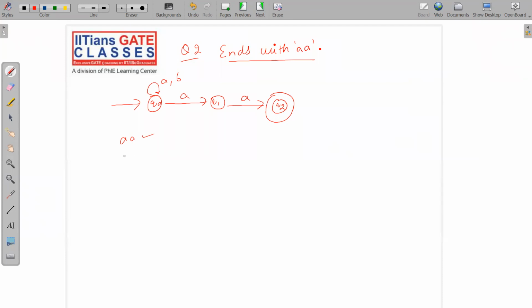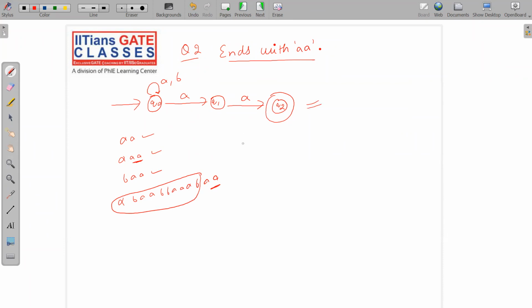Now what about triple A? Obviously triple A will be accepted. Why? Because it is ending with double A. How will triple A be accepted? One A on the self loop, then double A will lead to the final state. B double A is obviously accepted: B on the self loop, then double A will lead to the final state. So all these symbols will remain on the self loop, that is A, B, double B, triple A, B, and so on. Everything will remain here. The last two A's will lead to the final state. So hence the NFA is completed.